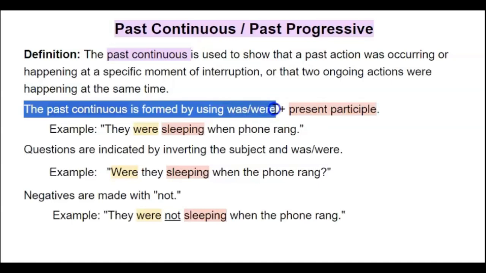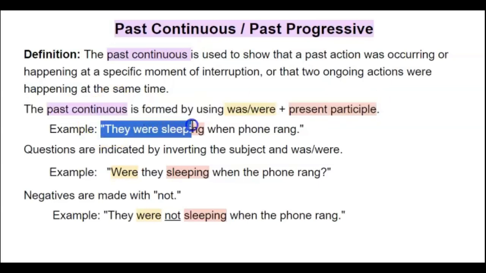The past continuous is formed by using either was or were, depending on the subject, and was or were are past tense conjugations of the verb to be, and the present participle, which is a verb plus an -ing ending. Here's an example.